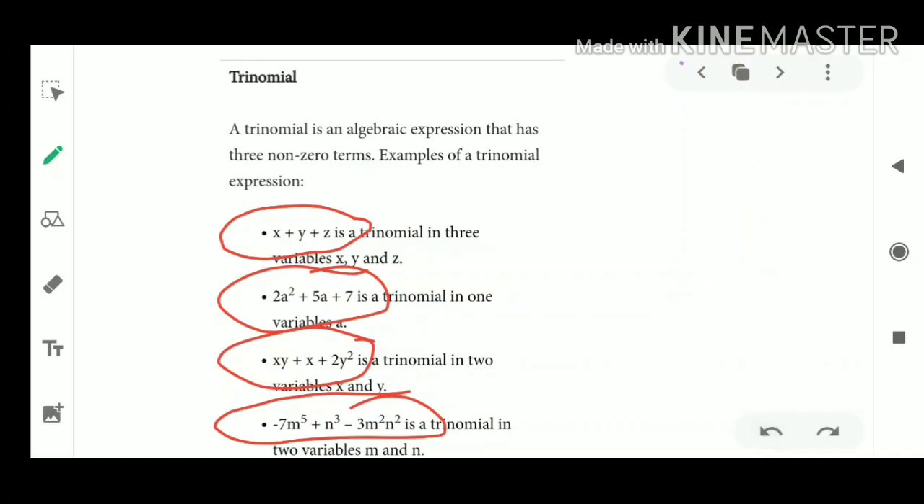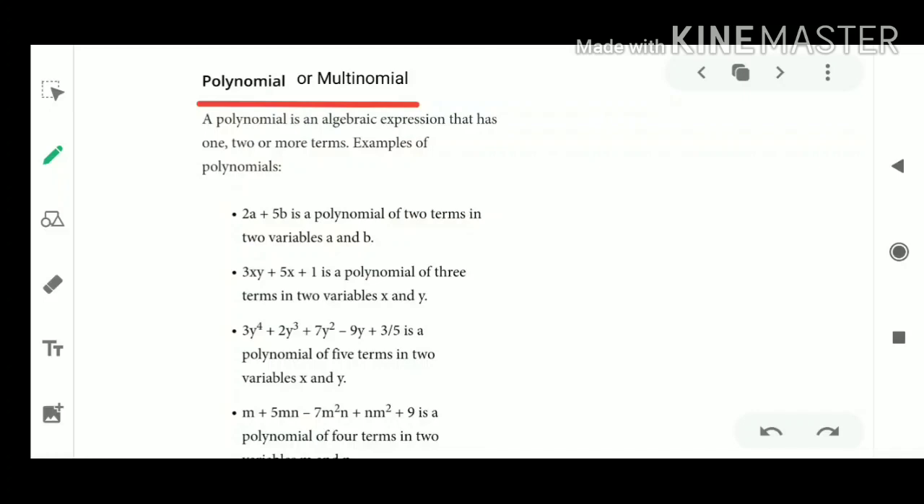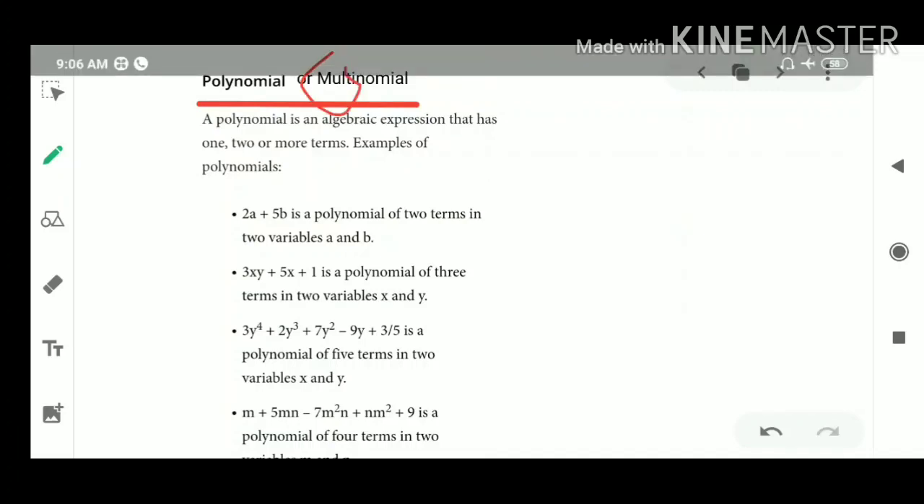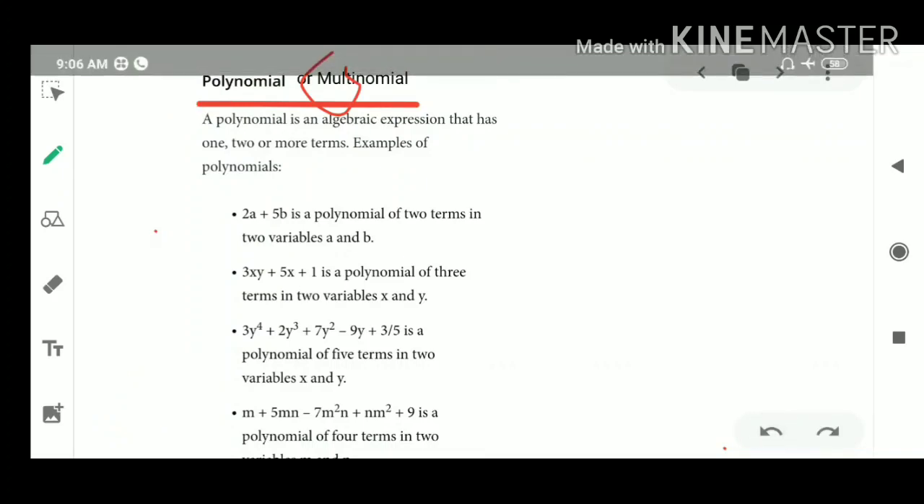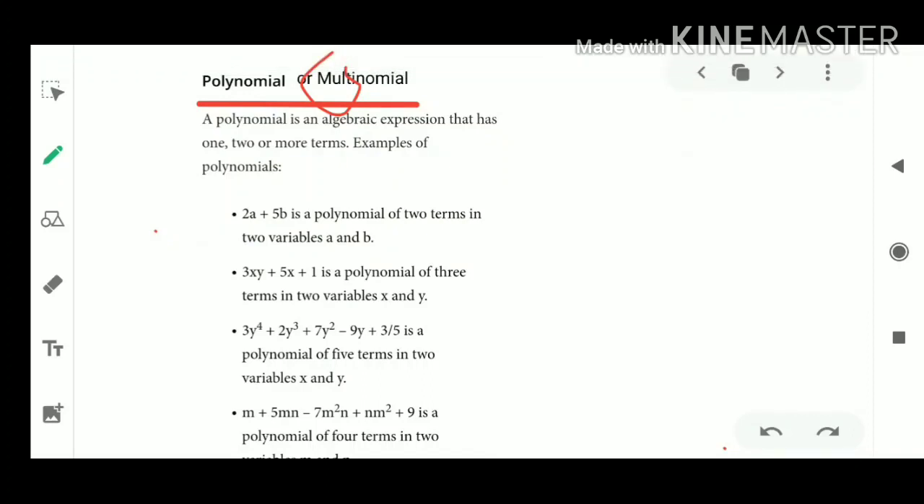Okay. So now next we will see the polynomial or multinomial. But in 9th class we will study polynomial with a different definition, and multinomial with a different definition. As we discussed, multi and poly both give the same meaning. Multi means more than one. Poly means that is also more than one. Okay. So multi means one or more than one.